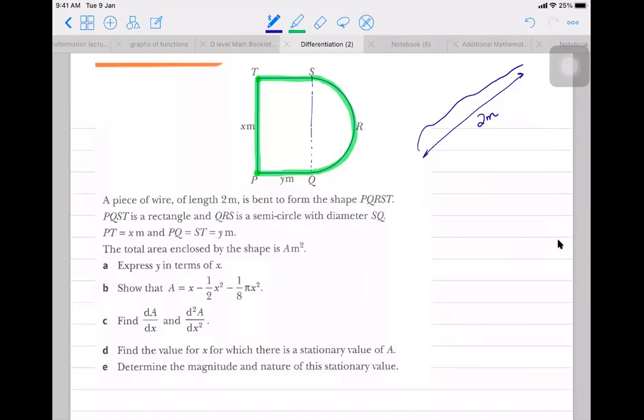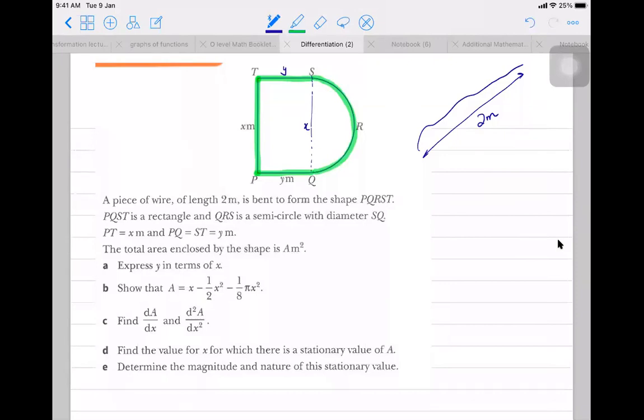Now, PT is given to you as x, and PQ and ST are given to you as y. So it's a rectangle, so this is going to be y, and the diameter of the semicircle is also going to be x meter. The total area enclosed by this shape means the area of the rectangle plus the area of the semicircle. The first part says express y in terms of x.